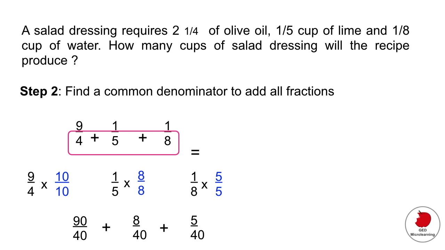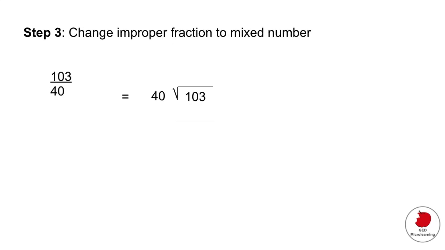Now that you have all your denominators at 40, you can simply add the 3 top numbers. So you add 90 plus 8 plus 5. That gives you your numerator, which is 103 over 40. Notice that in the answer options, this option is not available. So step 3 is to go back and change this improper fraction to a mixed number. The way you're going to do it is long division, basically.